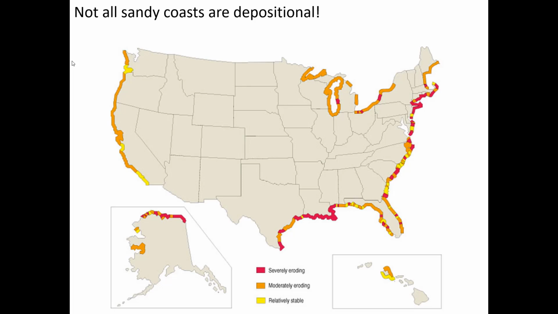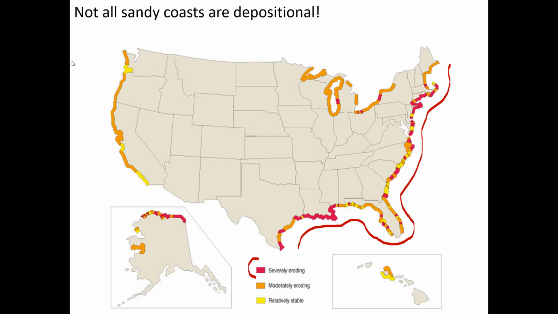Importantly, not all sandy coasts are depositional, meaning that a lot of the coasts along the passive margin of North America actually are actively eroding. So what's going on here? There's a lot of sediment here all along these passive margin coasts, North America here, the Gulf Coast and the eastern margin of North America, but yet many of these coastlines are actively eroding. The areas in red are actively eroding.